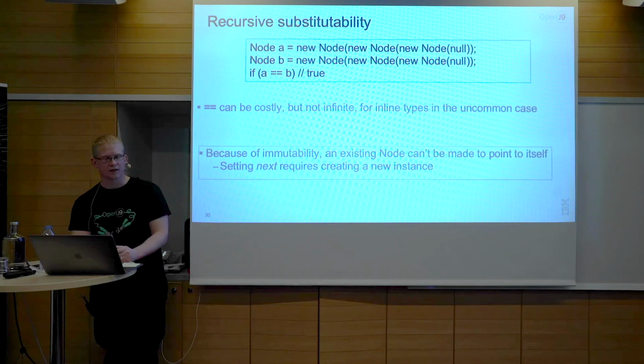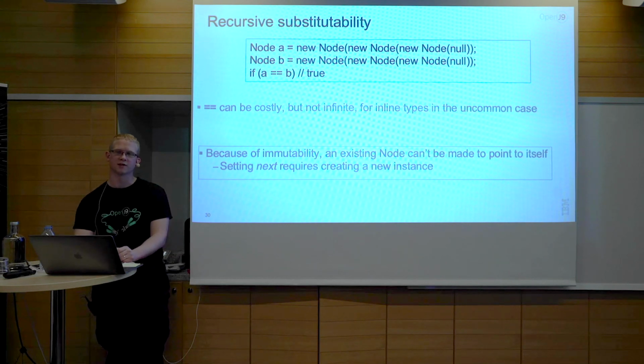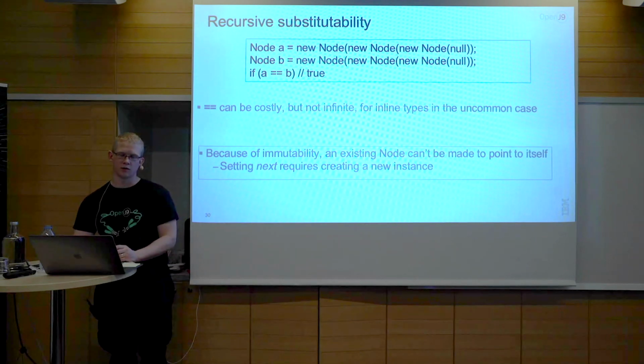So an example of this is I took my node class and I created two lists of nodes. As you can see, the structure for these two things would be the same. And then if I test if A equals B, they have to be the same. But in order to do this, I have to recursively walk through the data structure as I'm testing that equality.